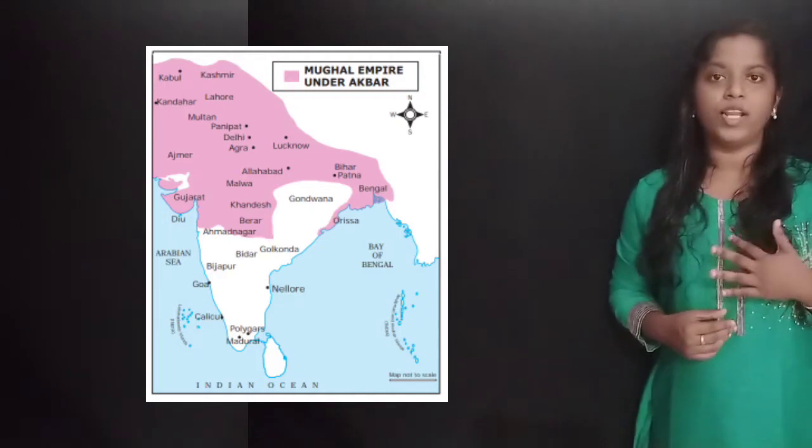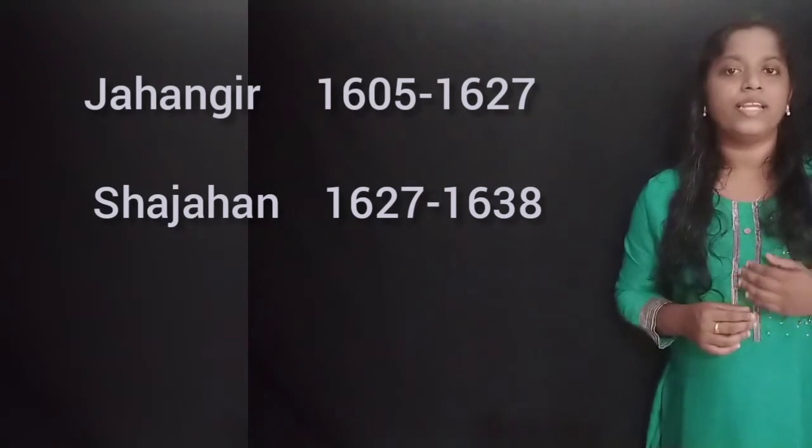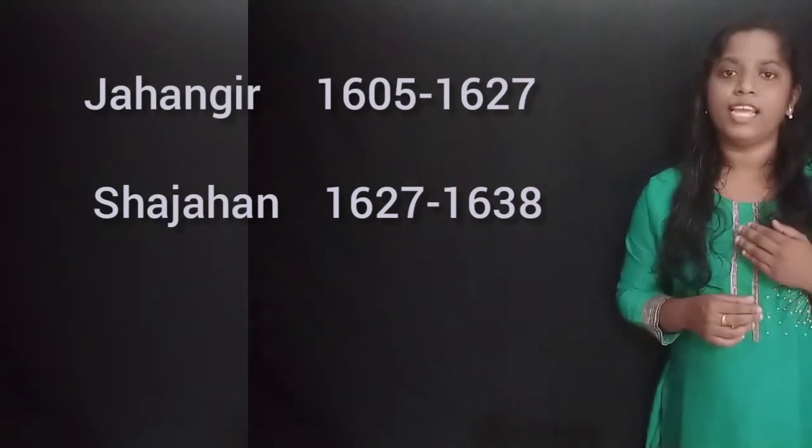there under Mughal Empire. After Akbar, the next ruler of Mughal Empire was his son Jahangir, and he ruled Mughal Empire from 1605 to 1627. After Jahangir, the next Mughal ruler was his son Shah Jahan, and his rule started in the year 1627 and ended in the year 1658.